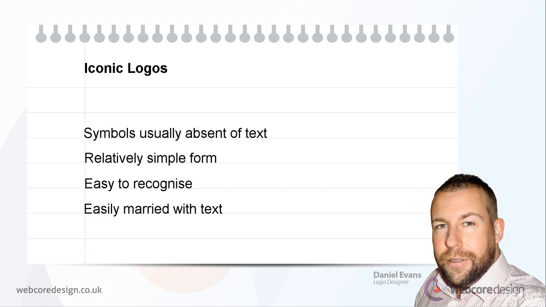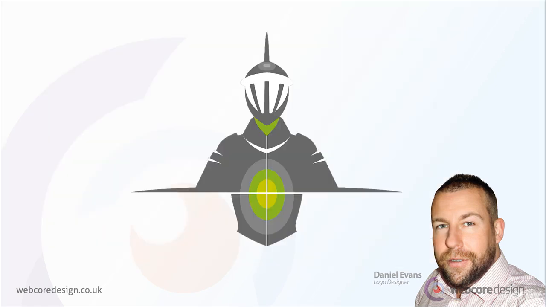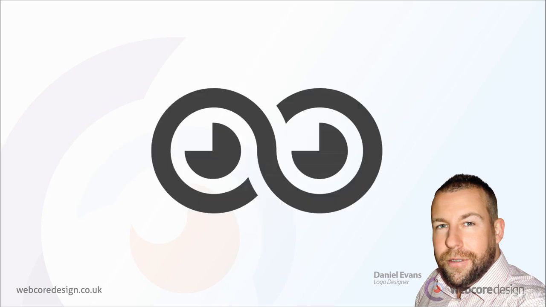I'll now go on to show you some iconic logos of my own, and I'll explain each. Access Cabling is a fibre optic broadband company. The target shape on the chest, coupled with the crosshair, emphasise the speed and accuracy of the service. The overall icon is strong and bold, and it's distinguishable from other icons within the industry.